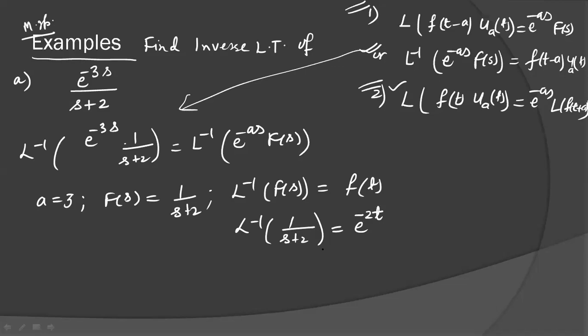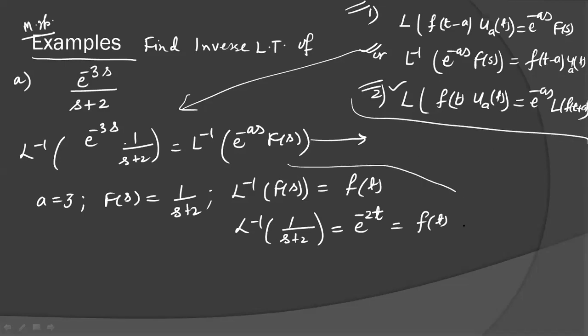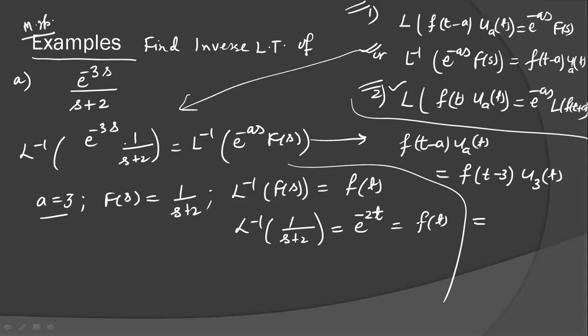You can see my fourth lecture on the Laplace transformation. This is the Laplace inverse, e to the power minus 2t. This will become f(t). Now, what is this result? This is equal to f(t minus a) u_a(t). So it is equal to f(t minus 3), because a is 3, u_3(t). You have f(t), that is e to the power minus 2t. What will be f(t minus 3)? e to the power minus 2(t minus 3), u_3(t).